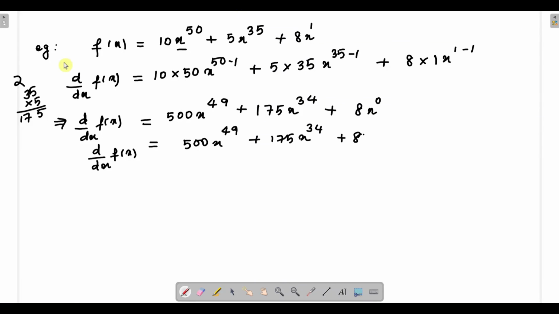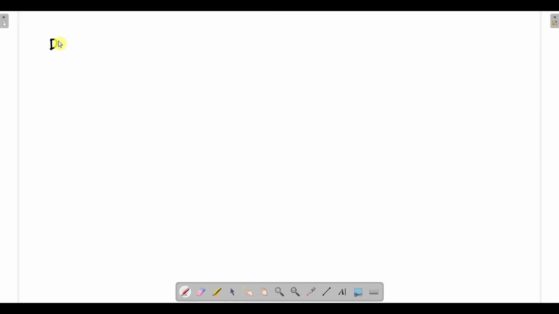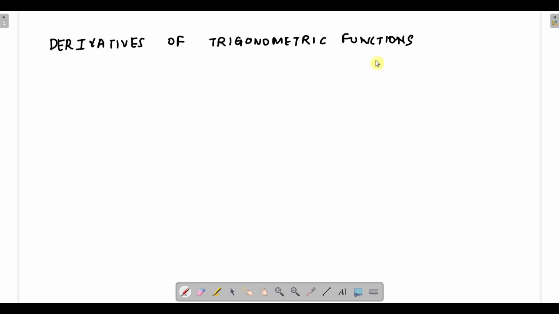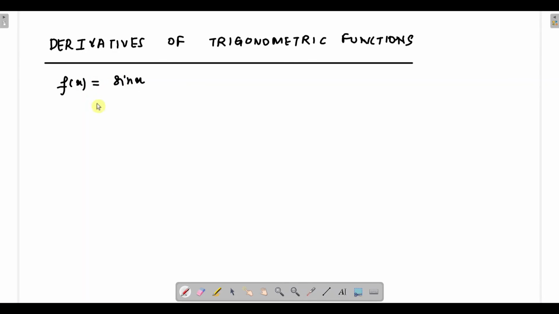Okay, now let us move further. Now we have to look at the derivative of trigonometric functions. Okay, derivatives of trigonometric functions. Okay, so let us take an example of a trigonometric function here. So that is f(x) equal to sin x. Let us take.